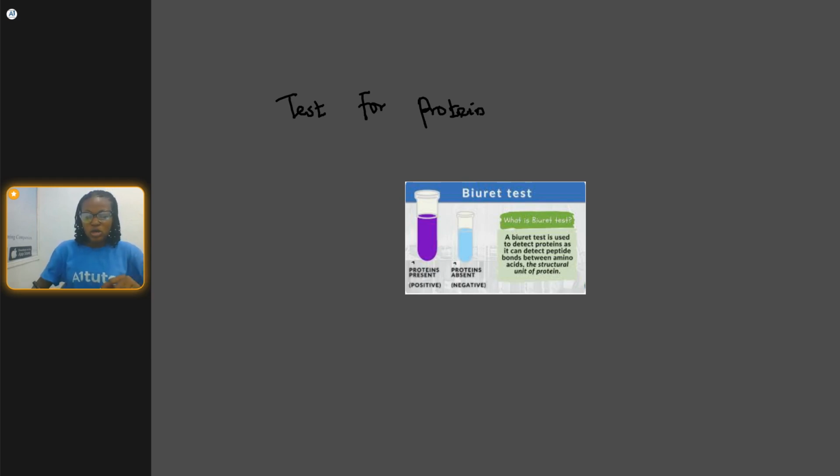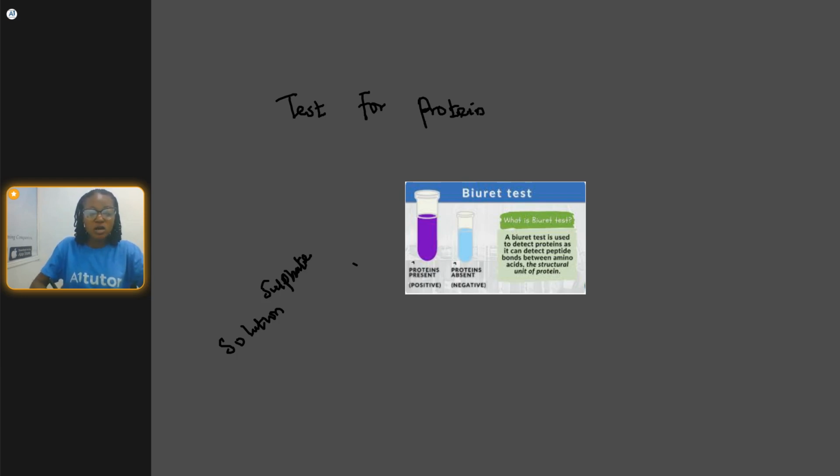So when you add copper sulfate solution to a food, and it gives you a lilac or purple color, it means the food contains protein. It means the food is a proteinous food.